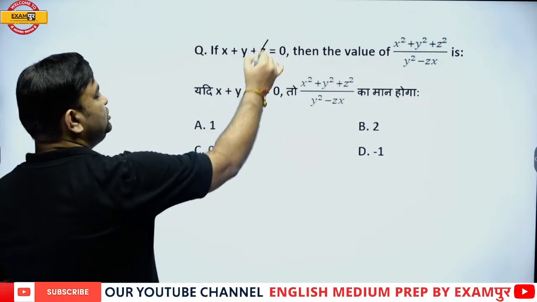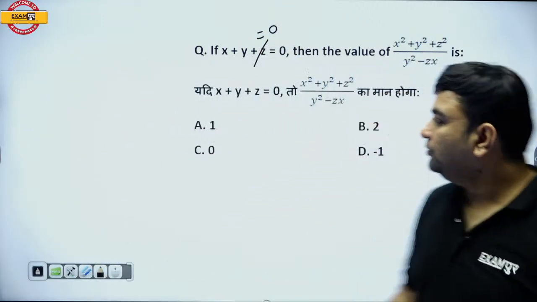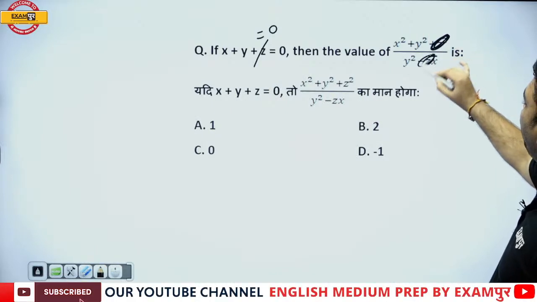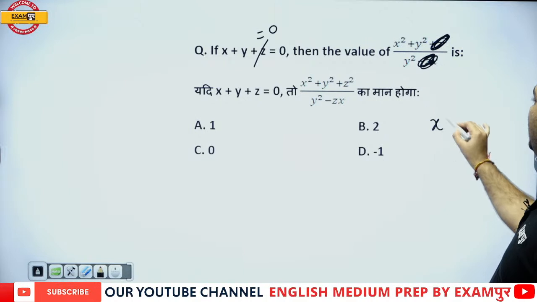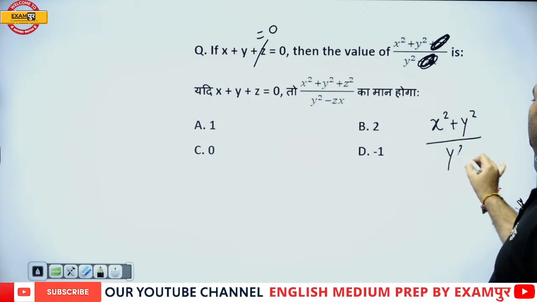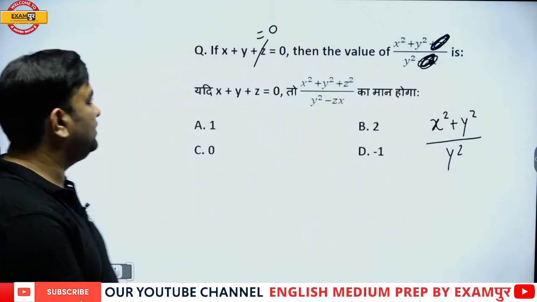Assume z is equal to 0 first. So that is gone. Now the only question is (x² + y²) upon y².